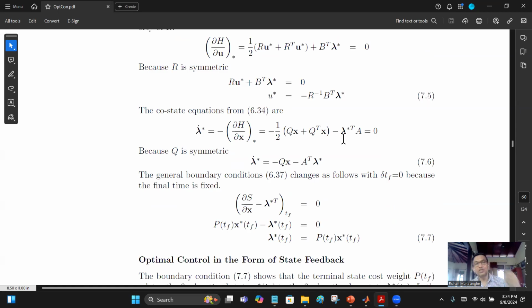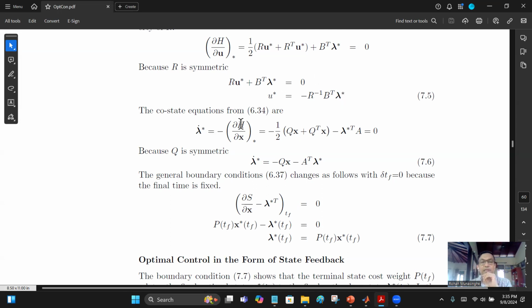Now, in optimization theory, for the Hamiltonian, there's another condition which says lambda dot is equal to minus the gradient of the Hamiltonian with respect to the state. This is another condition for optimality. We use this one to calculate lambda, and then we can put it in 7.5 and calculate U star, the optimal controls.